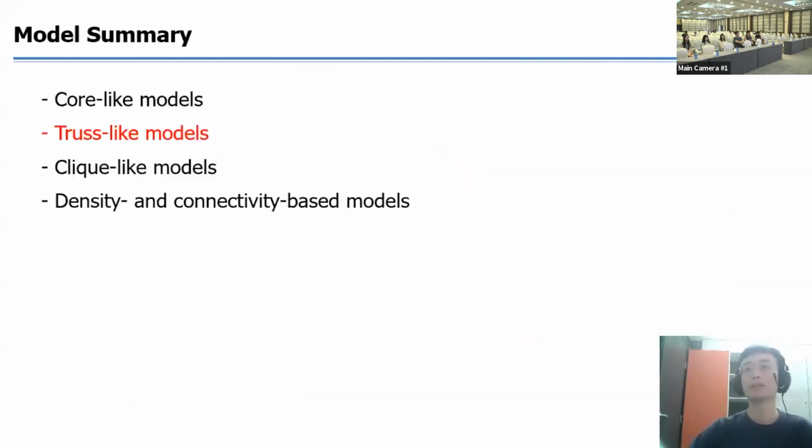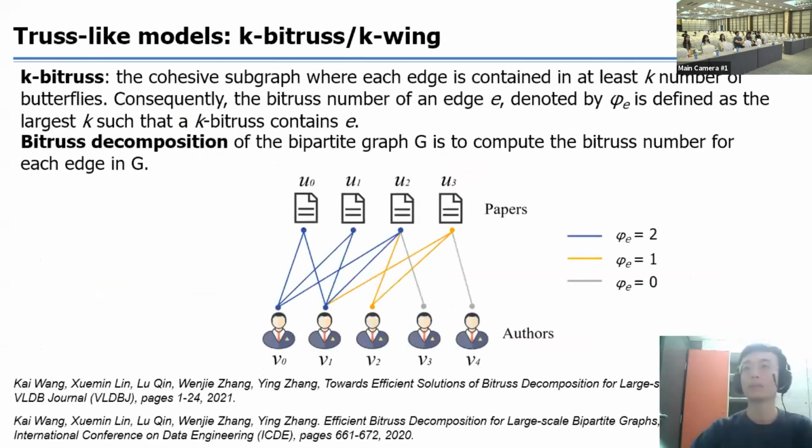In the next pages, I will introduce truss-like models. The truss-like model is usually defined based on the butterfly structure, which, as I told before, is a 2 times 2 biclique. So a k-bitruss is the cohesive subgraph where each edge is contained in at least k number of butterflies. And consequently, the bitruss number of an edge e is defined as the largest k such that a k-bitruss contains e.